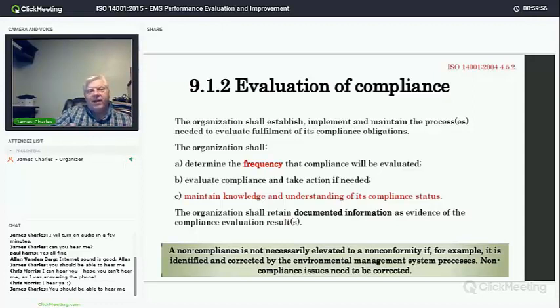You also may have routine inspections you do. Maybe you do a safety inspection to check on emergency response, container labeling. Maybe we do SPCC inspections to validate our spill kits. Again, those inspections are ways that we maintain knowledge of our compliance status.